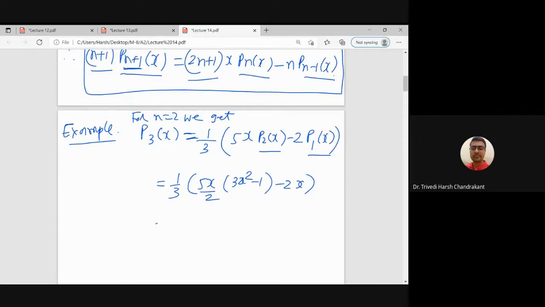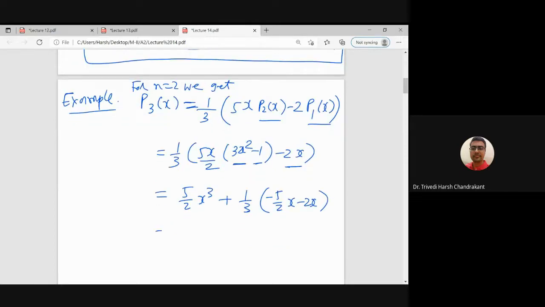So now if you simplify these, then we will get 5/2 x³, right? That is the first term, plus we get 1/3 common. The remaining term is minus 1 times 5/2 x minus 2x. So we can further simplify this. We will get 5/2 x³ minus 3/2 x.